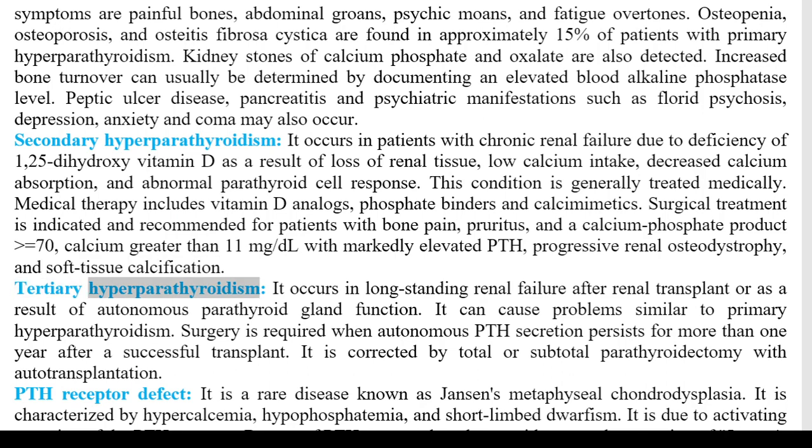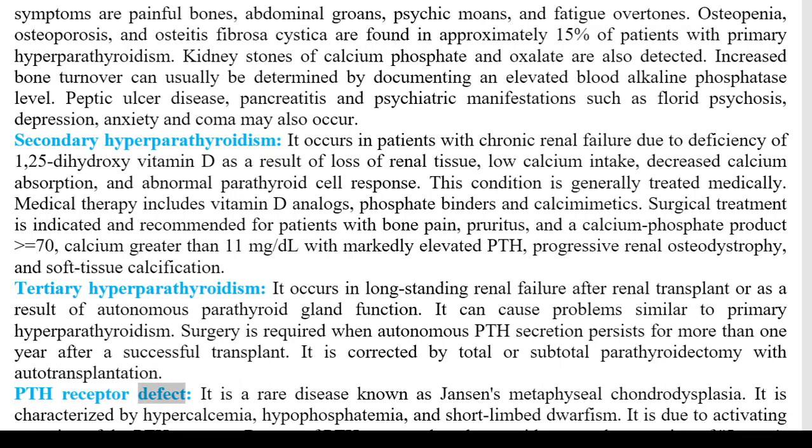Tertiary hyperparathyroidism occurs in long-standing renal failure after renal transplant or as a result of autonomous parathyroid gland function. It can cause problems similar to primary hyperparathyroidism. Surgery is required when autonomous PTH secretion persists for more than 1 year after a successful transplant. It is corrected by total or subtotal parathyroidectomy with autotransplantation.